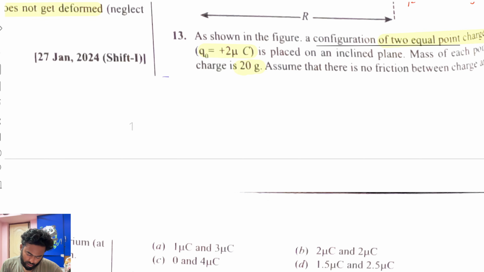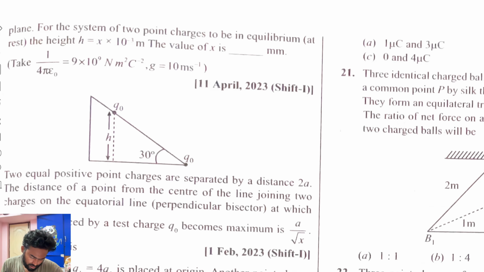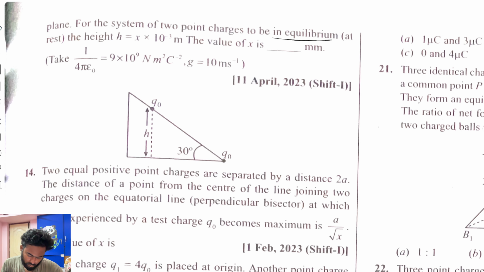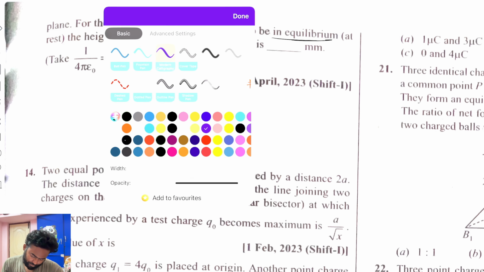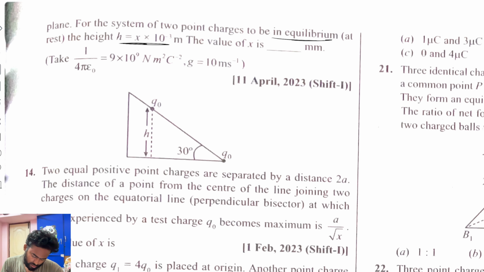Configuration of two equal point charges, 2 microcoulomb charge, 20 gram mass, friction is not there. Okay, both are in equilibrium, then value of H will be. So now we need this H. So downward force will be there, that is mg. Both are equal charges, so it will repel in this direction, that is electrostatic force, and this one perpendicular normal. If this is 30, so this angle will be 60 degree.